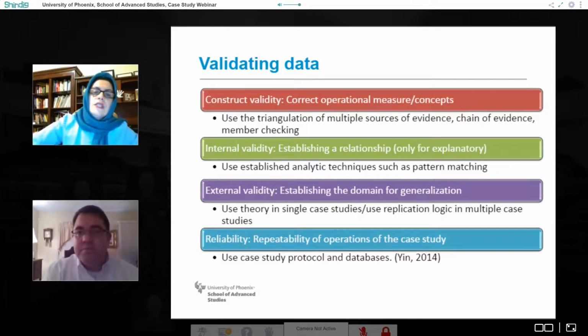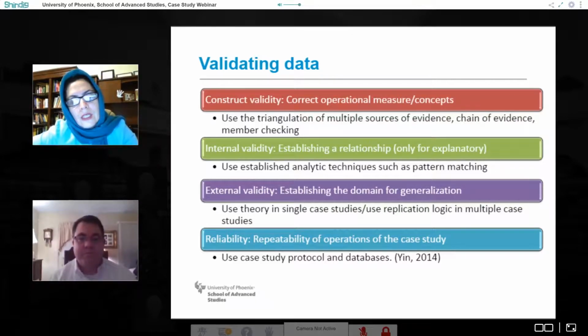Okay, so these are related to validating your data. So again, as I explained, there are concerns related to the trustworthiness of the case studies. So you are really recommended to follow these procedures to keep up with the validating of your data. So the first one is related to construct validity.